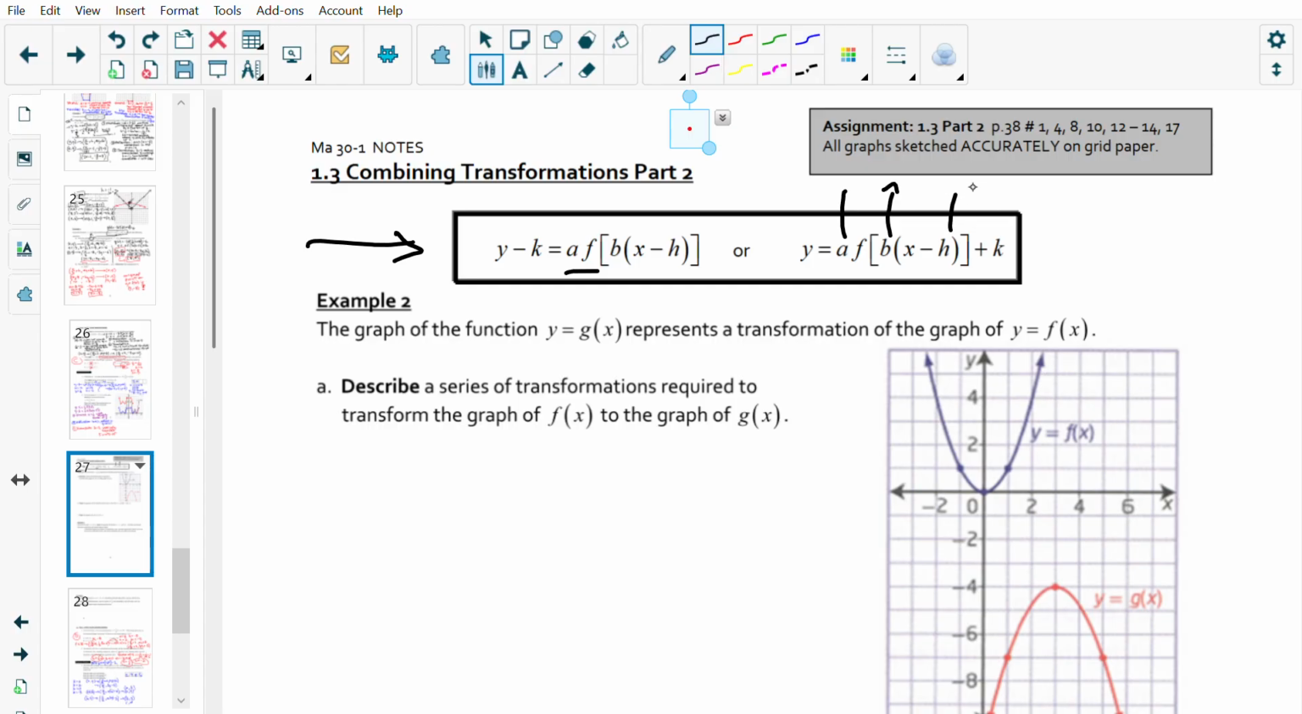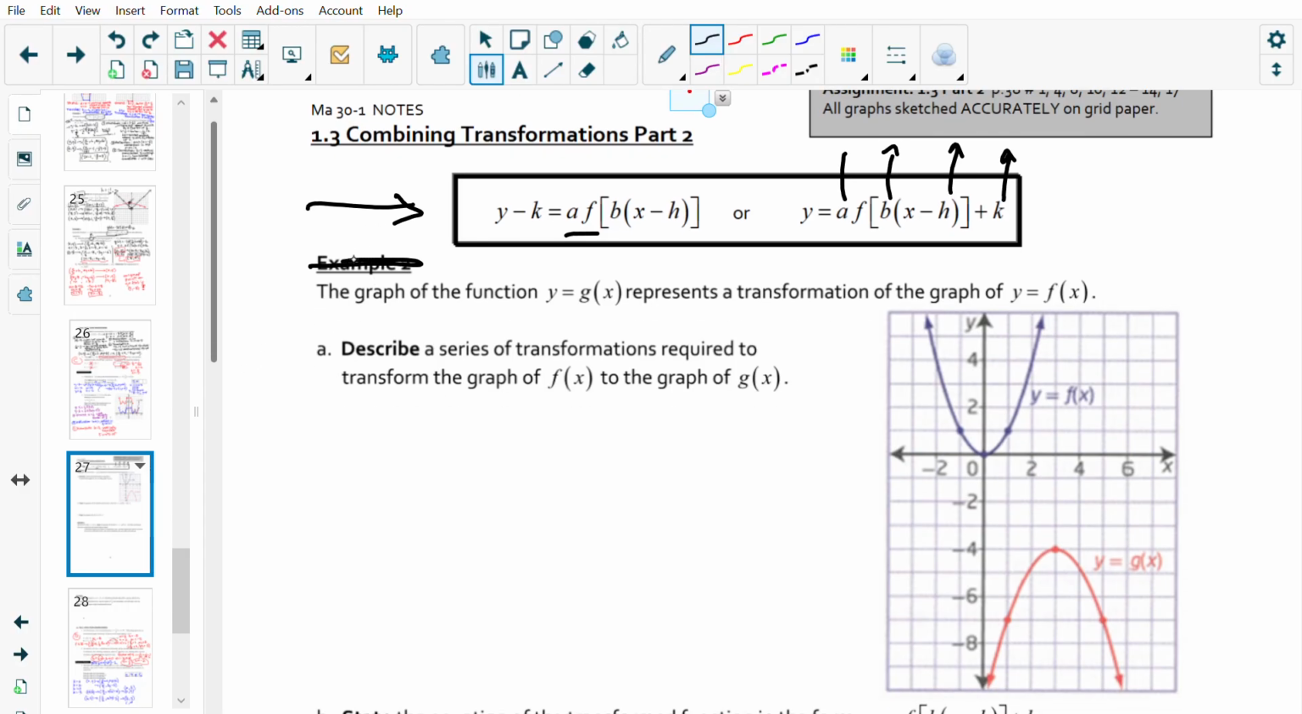The h value is your horizontal translation, however many units left or right. And k is your vertical translation, however many units up or down. Okay, let's tie everything together. This should be example 1.